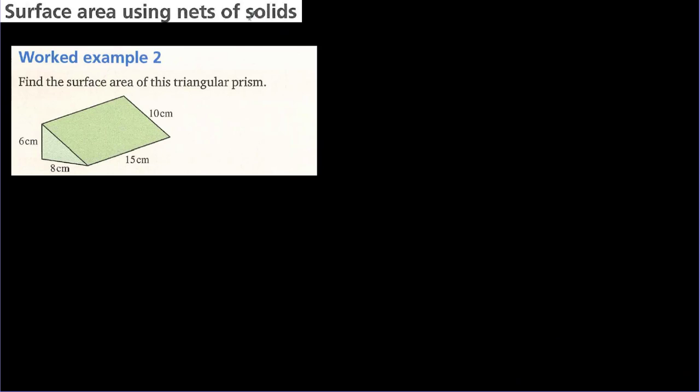Okay, the surface area using the nets of solids we also have in this topic, and we are going to find the surface area of this triangular prism, and we have to open that one. You should try to understand how to open this figure. Firstly, I have one rectangle here, one rectangular base here, and one rectangle over here, which cannot be seen from this viewing side. This is the first one, this is the second one, and this is the third one. It's going to be okay.